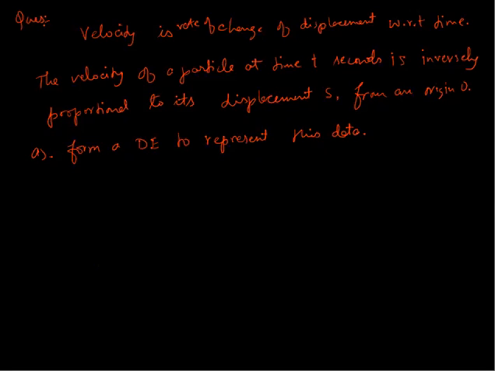Okay, let's read this question once more. It says velocity is rate of change of displacement with respect to time. The velocity of a particle at time t seconds is inversely proportional to its displacement s from an origin O. Right, so this is given to us. So we can say the solution v is equal to ds by dt. That is what the first statement says. Velocity is rate of change of displacement with respect to time. Let's say if displacement is s, then ds by dt is velocity.